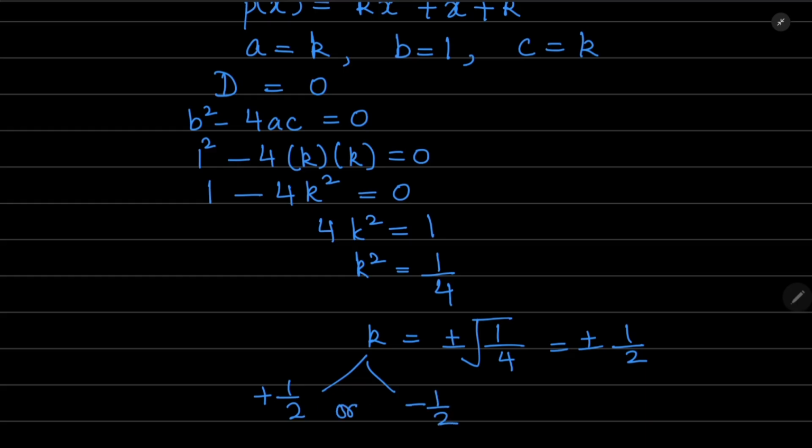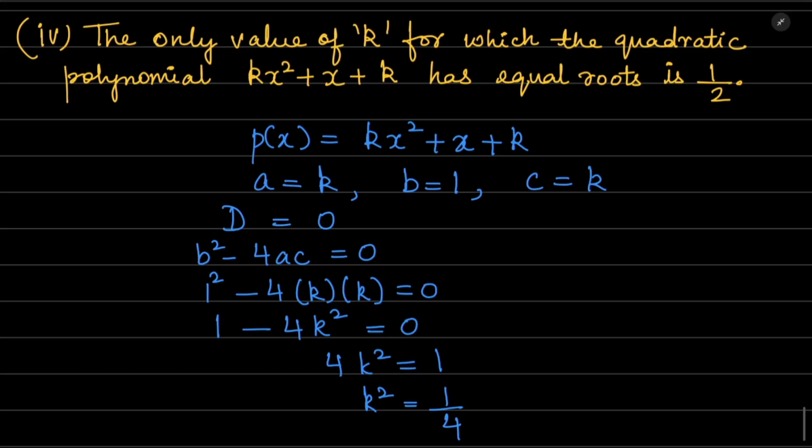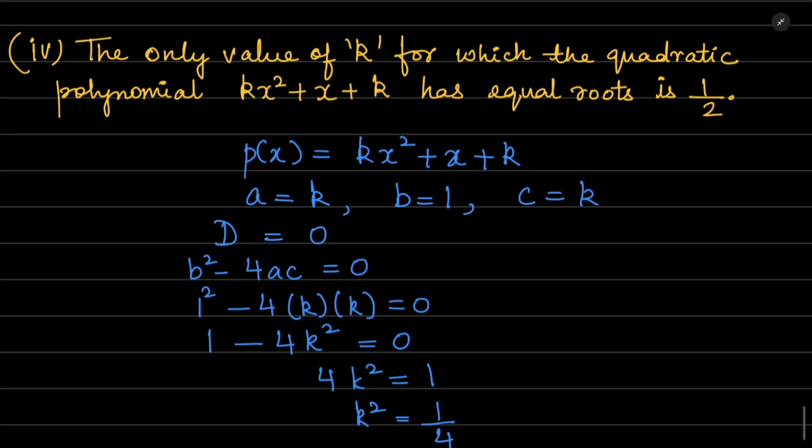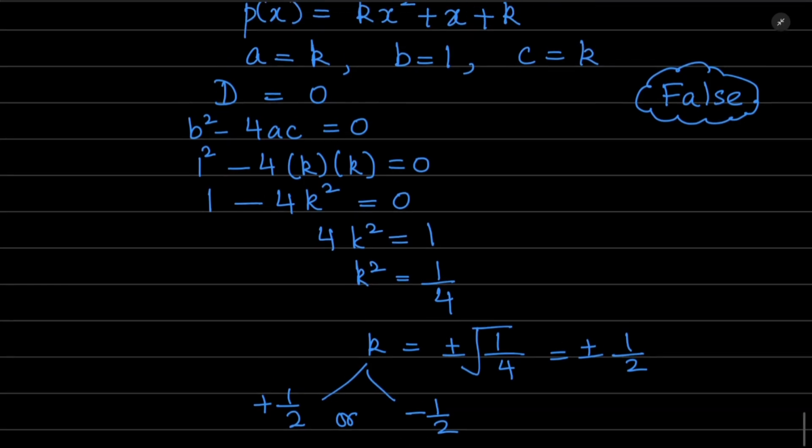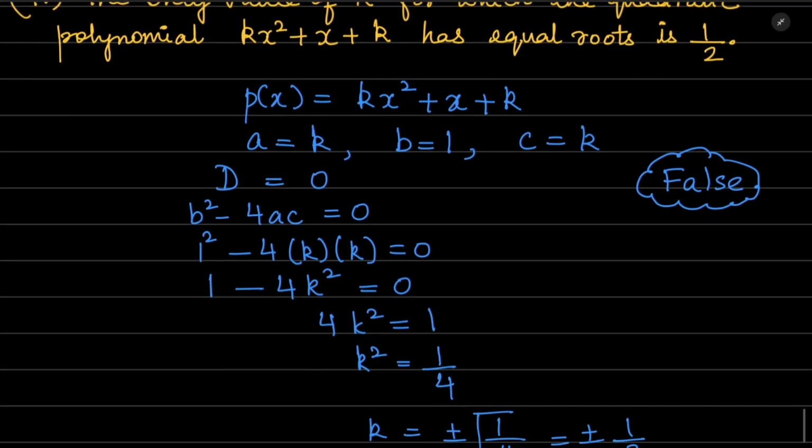So for both these values of k, that is 1 by 2 and minus 1 by 2, the given quadratic polynomial has equal zeros. The statement says that the only value of k for which the quadratic polynomial has equal roots is 1 by 2. No, it is false. This statement is false because it is not just plus 1 by 2. You can also have k as minus 1 by 2, for which the polynomial can have equal zeros or equal roots. So this statement is false.